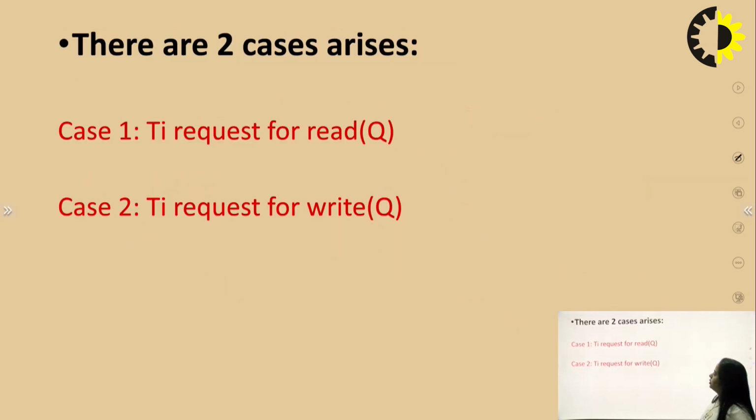So these were the timestamps. Now, two cases arise with the timestamp ordering protocol. Case 1: a transaction Ti requests to read data item Q. Case 2: a transaction Ti requests to write data item Q. Every transaction has two operations, read or write, so we have two cases here.